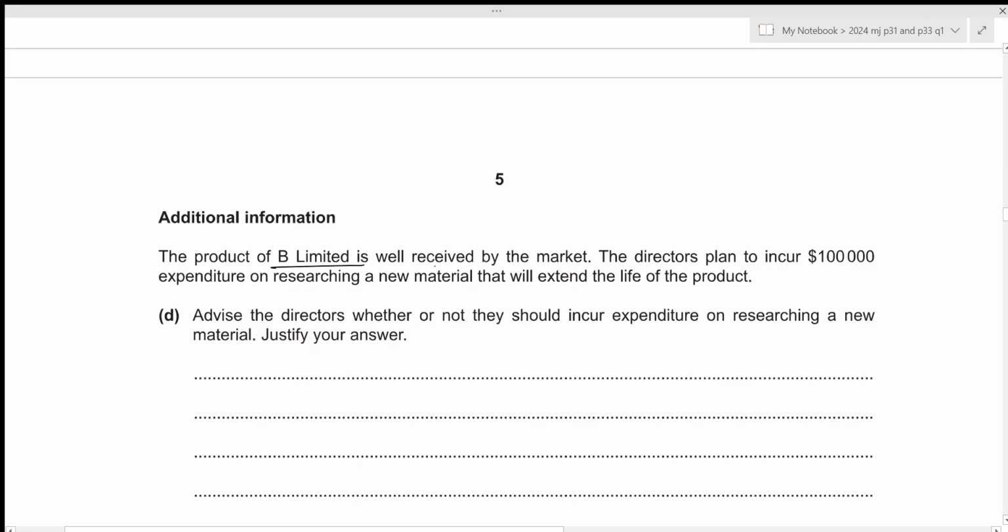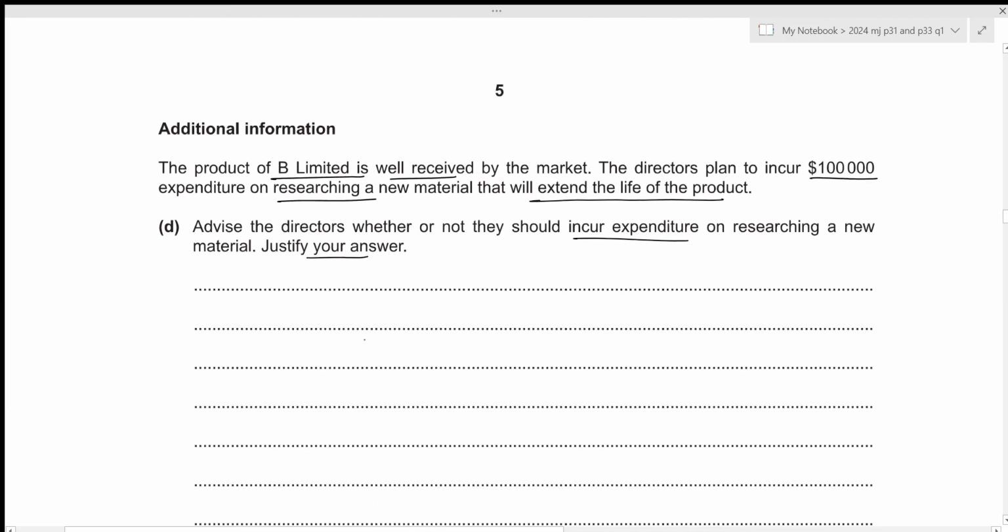The product of B Limited is well received by the market. The directors plan to incur 100,000 expenditure on researching a new material that will extend the life of the product. We now need to advise the directors whether or not they should incur expenditure on researching a new material. We need to justify our answer. Okay. This is a 5 mark, so 1 mark will be reserved for the decision and 2 for this plan and 2 against this plan.